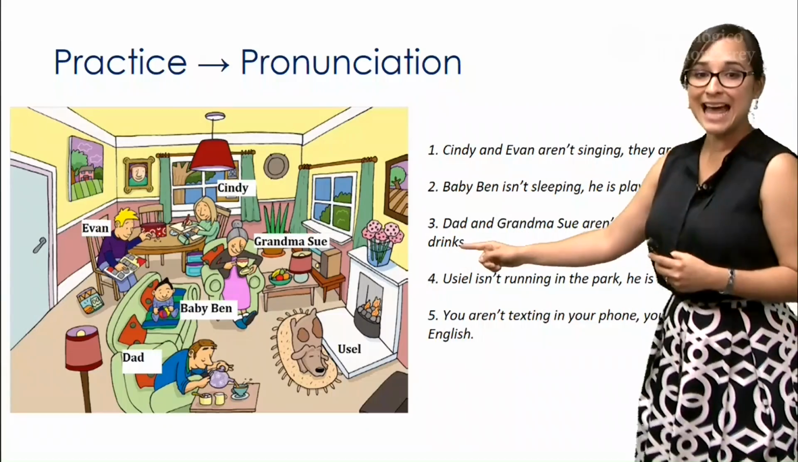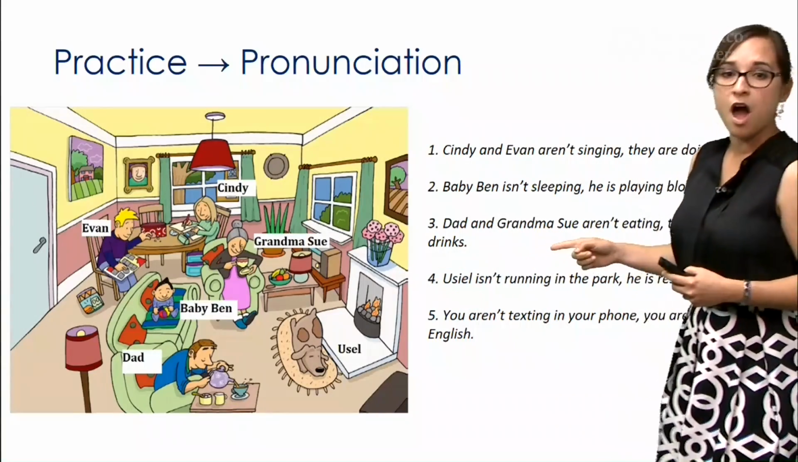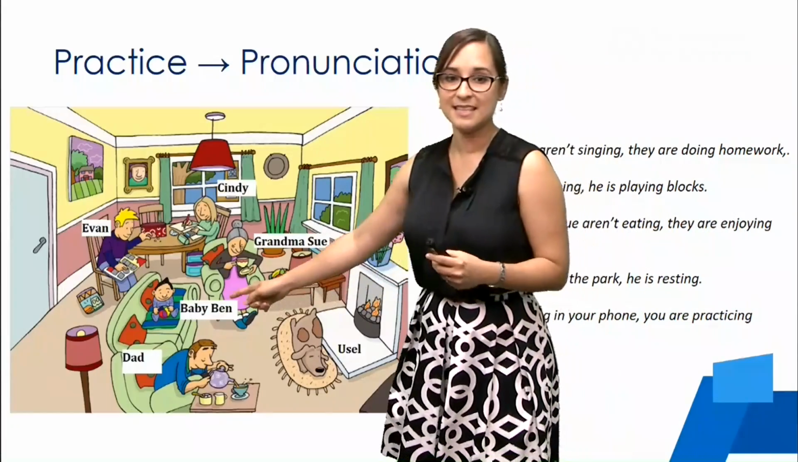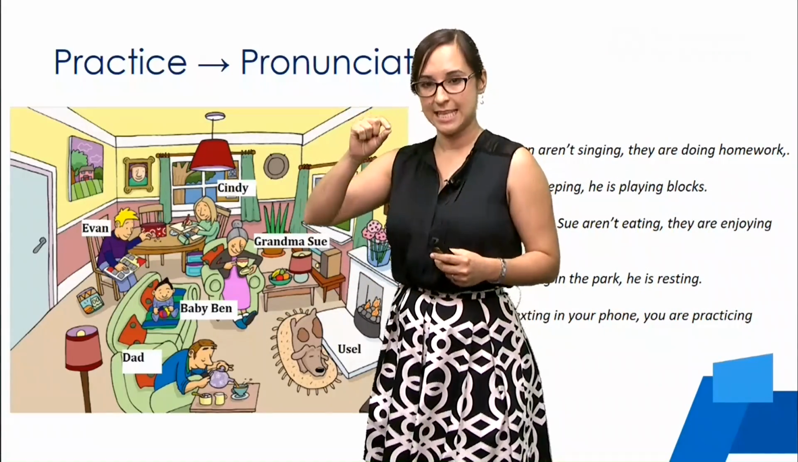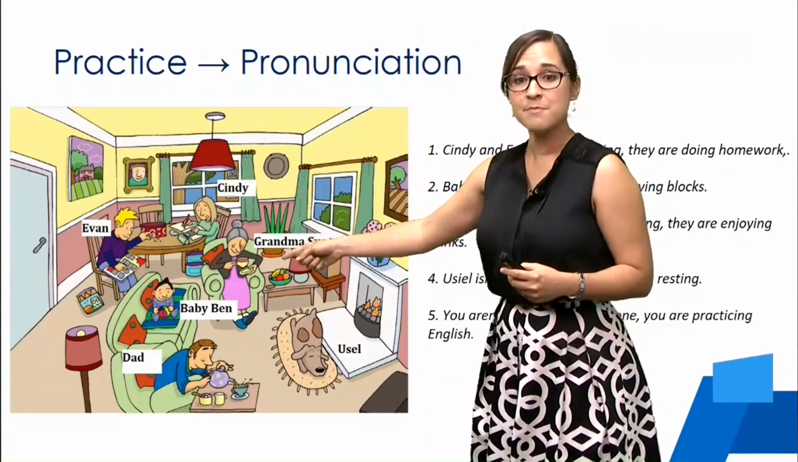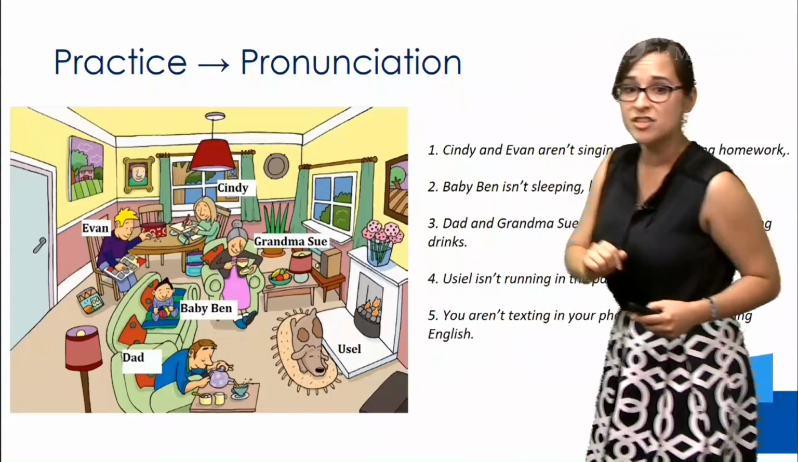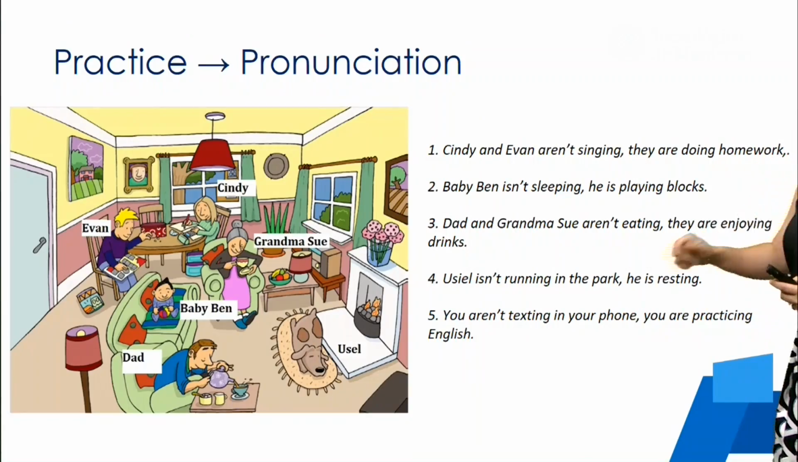Number 3, Dad and Grandma Sue aren't eating, they're enjoying drinks. So here we see that Dad is drinking tea or coffee, and Grandma is drinking tea as well. But they are not eating, they're drinking.